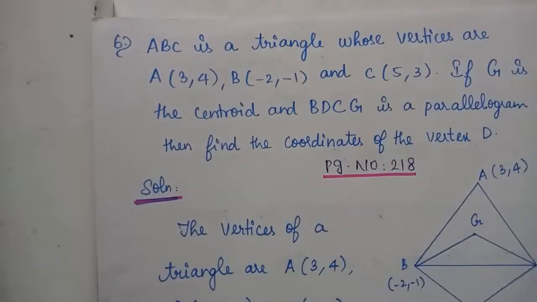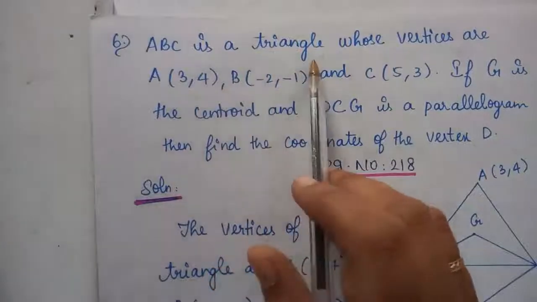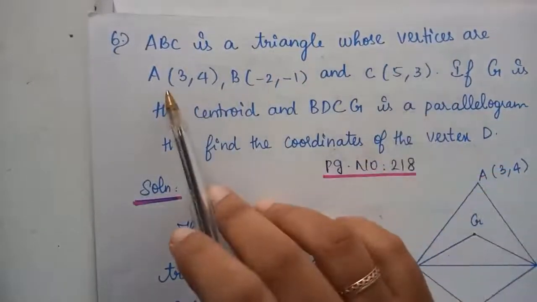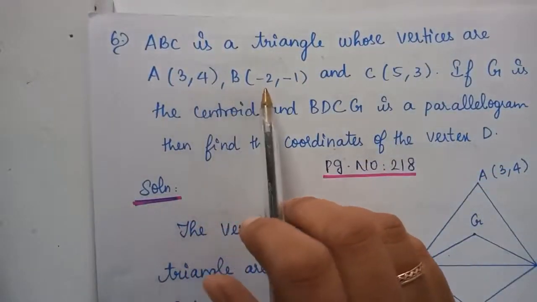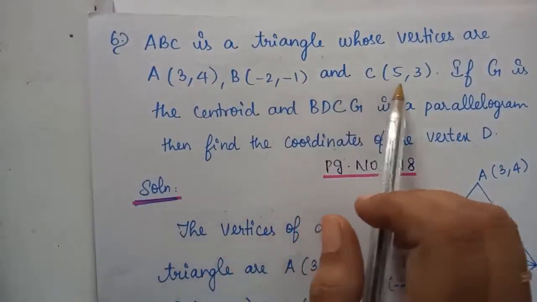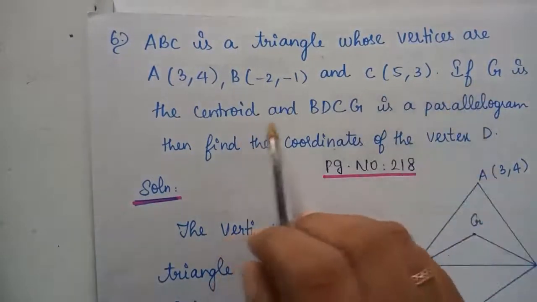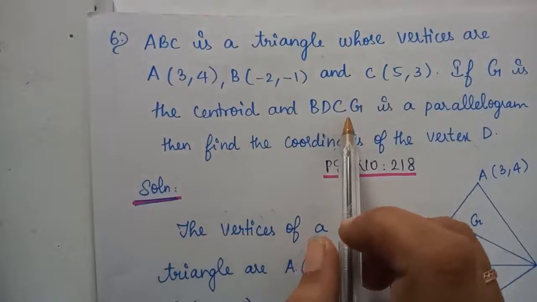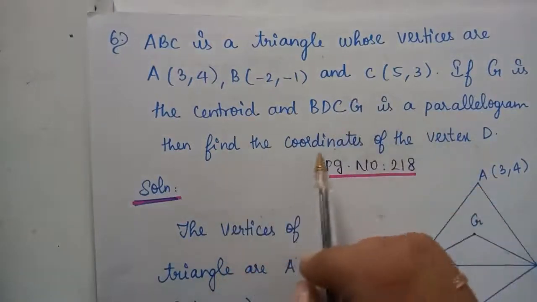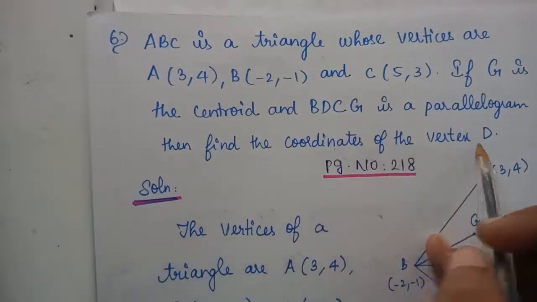Problem number 6 in exercise 5.5. ABC is a triangle whose vertices are A(3, 4), B(-2, -1) and C(5, 3). If G is the centroid and BDCG is a parallelogram, then find the coordinates of the vertex D.